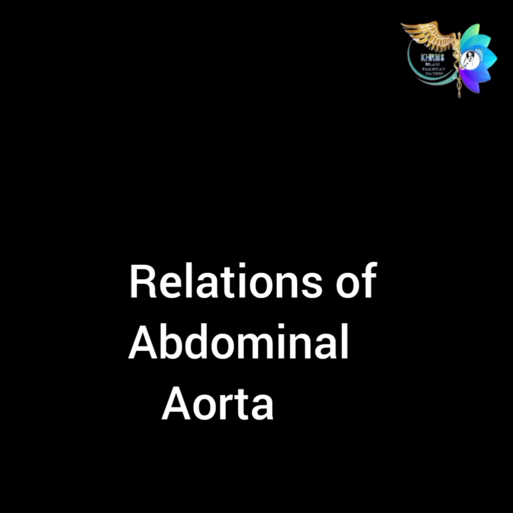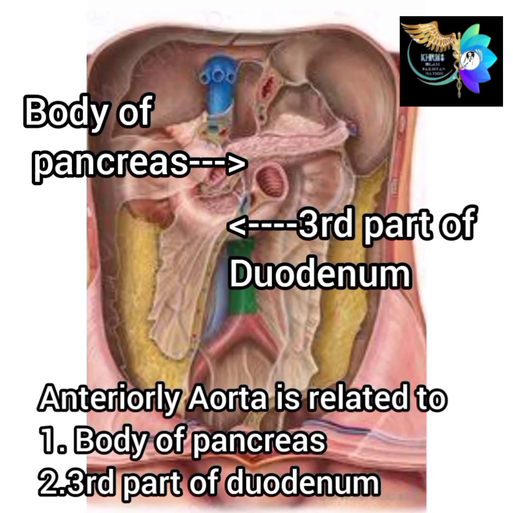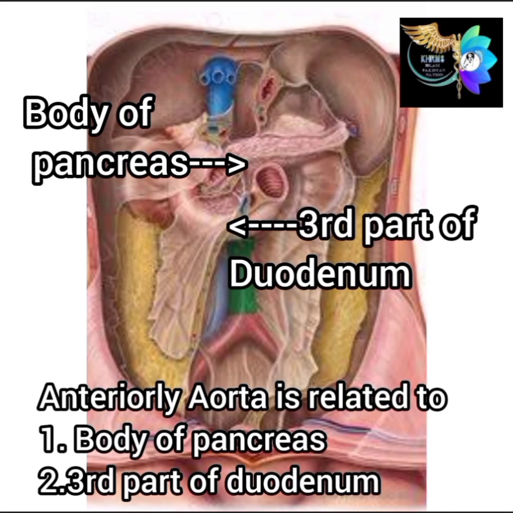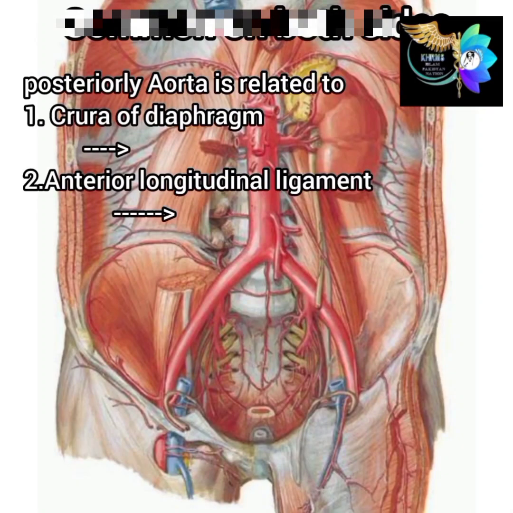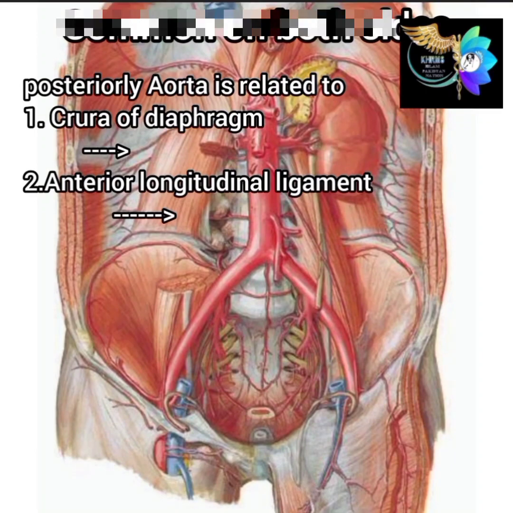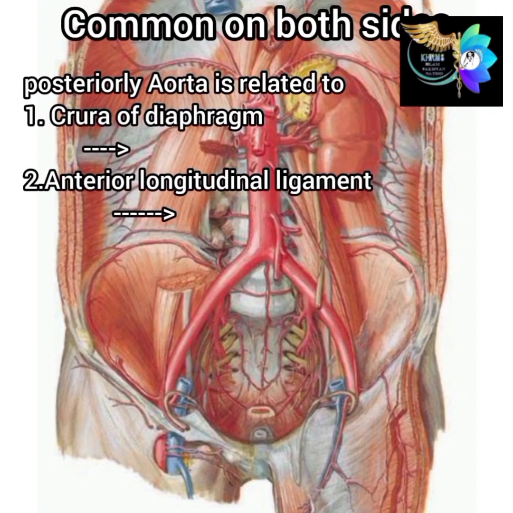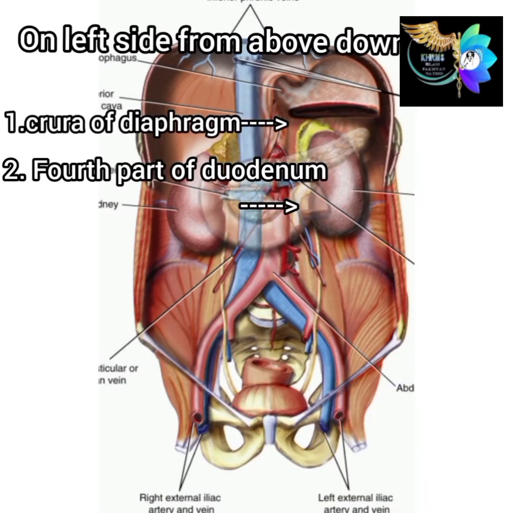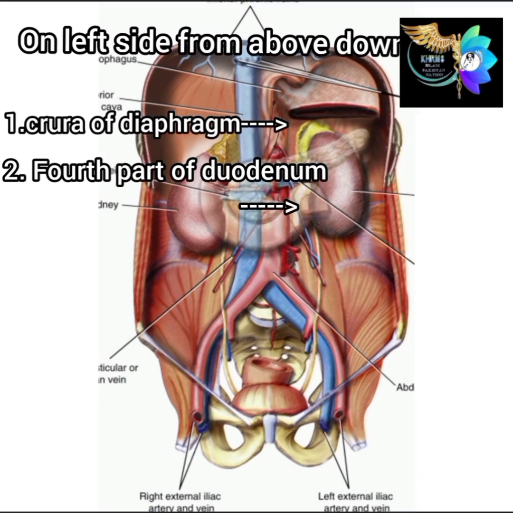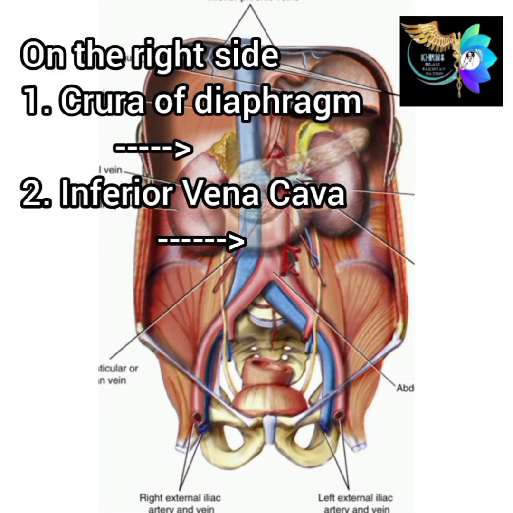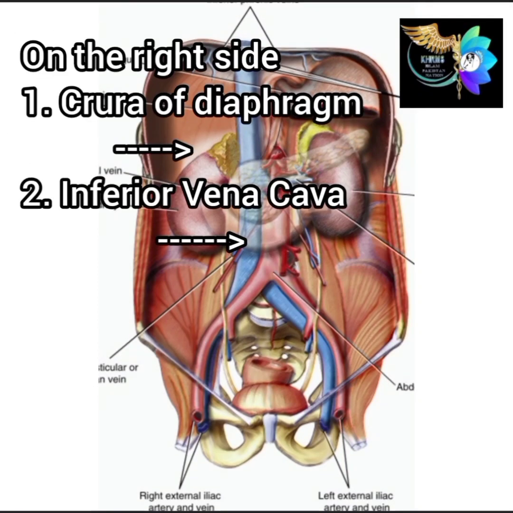Relations of abdominal aorta. Anteriorly, aorta is related to body of pancreas, third part of duodenum. Posteriorly, aorta is related to crura of diaphragm, anterior longitudinal ligament. On the left side from above downwards, aorta has relations with crura of the diaphragm, fourth part of duodenum. On the right side, aorta has crus of diaphragm, inferior vena cava.